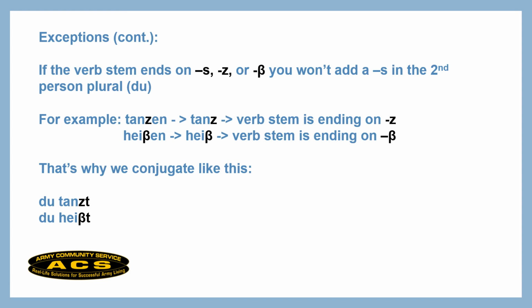It also applies, for example, to the verb heißen, which basically is used if you want to tell someone your name, like ich heiße Sabrina. That means my name is Sabrina. So heißen, the verb stem ends on what we call scharfes S, which basically stands for two s. Also in this case, my result would be du heißt, with just scharfes S and t, no s in between.